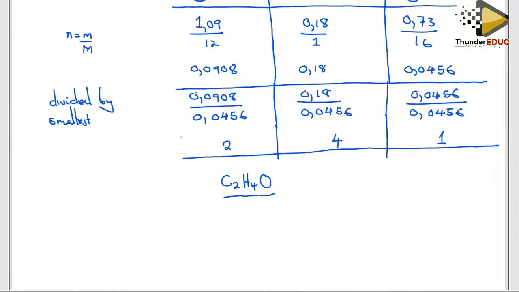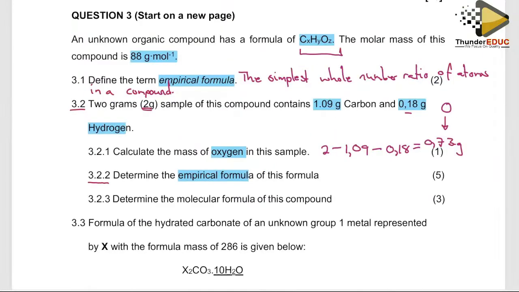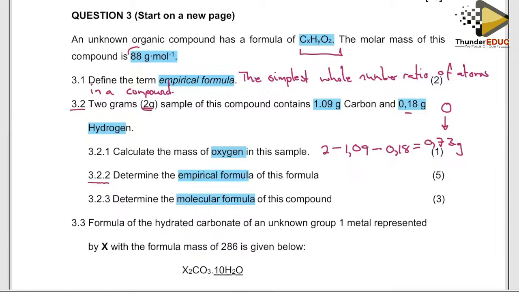Our next question is based on determining the molecular formula. We're asked to determine the molecular formula of this compound. What we are given in terms of the mass is 88 grams per mole. So this is the molar mass that is given.